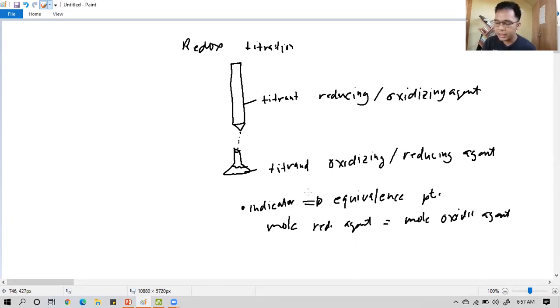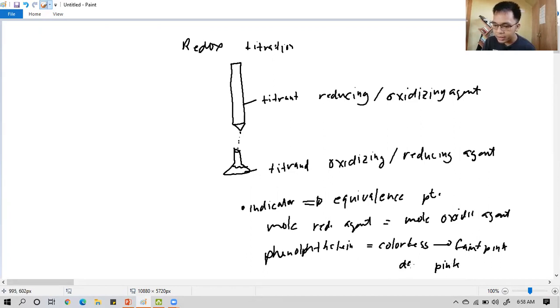Sa ating neutralization titration ng acids and bases, ang ginagamit natin is phenolphthalein, right? Phenolphthalein is colorless, and ang equivalence point color niya is faint pink. And kapag overshoot, kapag sobra-sobra na yung na-add natin na titrant, or the sodium hydroxide, ang kulay niya is pink na, so dark pink.